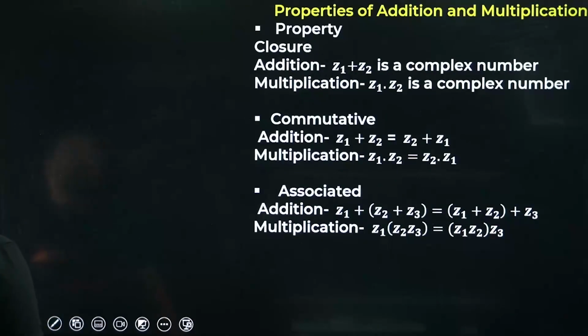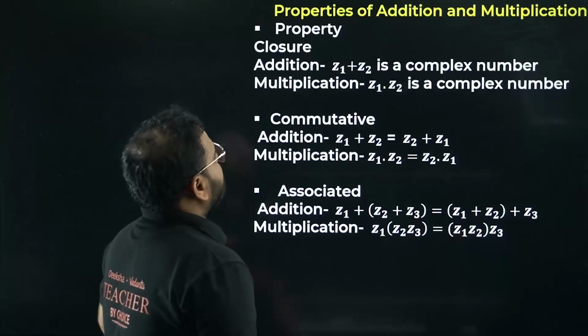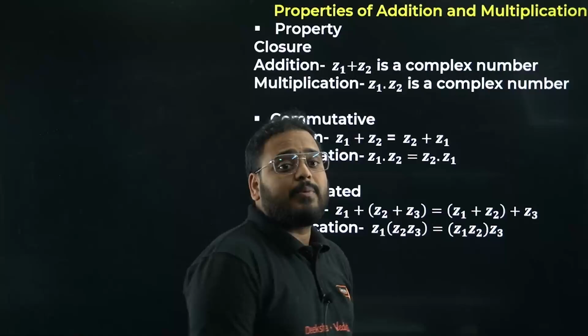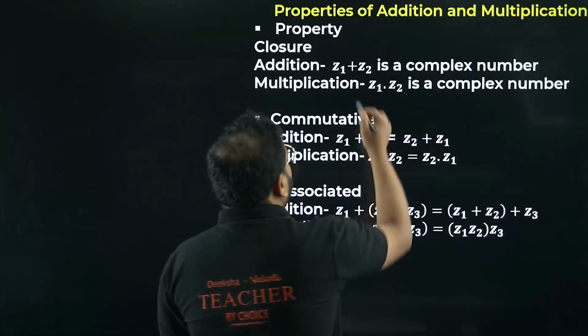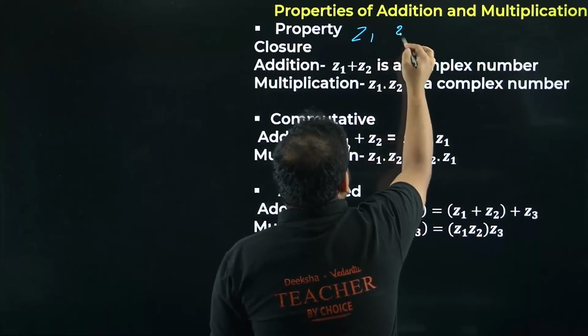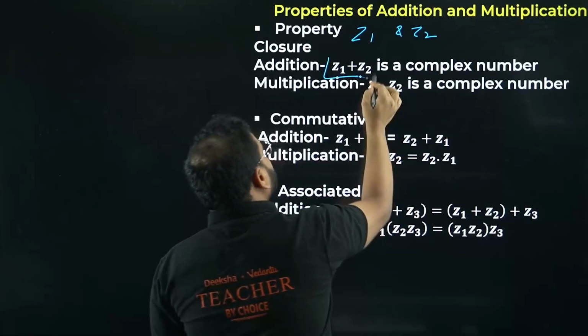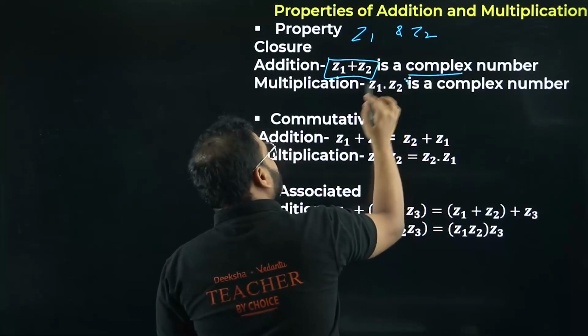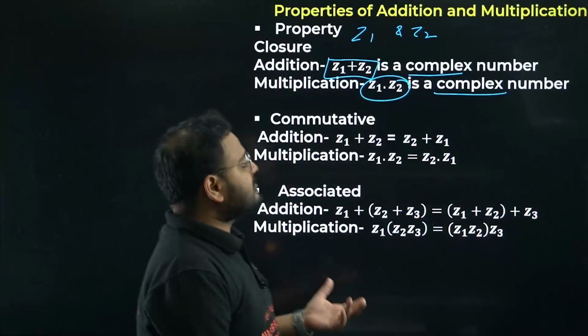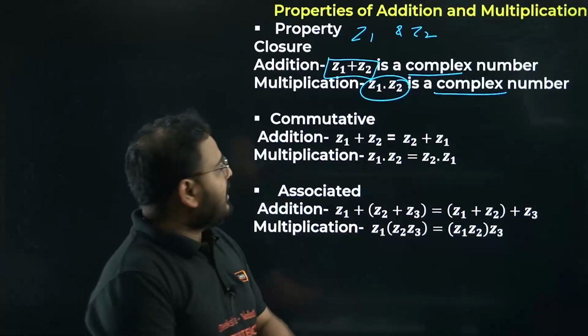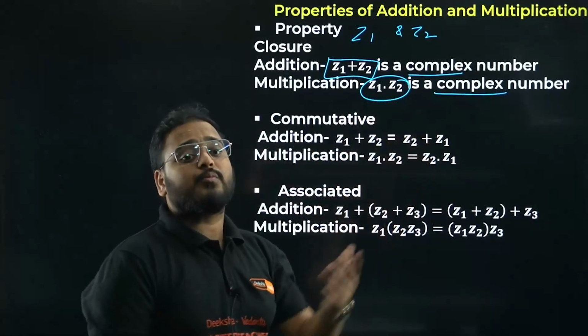So what we have next is properties of addition and multiplication. So properties are there, please check. First property is closure property, okay? Means for any two complex numbers z1 and z2, z1 plus z2 will also be complex, and z1 into z2 will also be complex. Clear? For any two complex numbers z1 and z2, z1 into z2 and z1 plus z2 will also be complex.